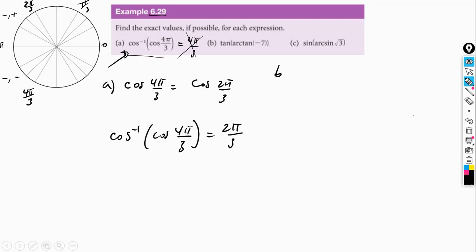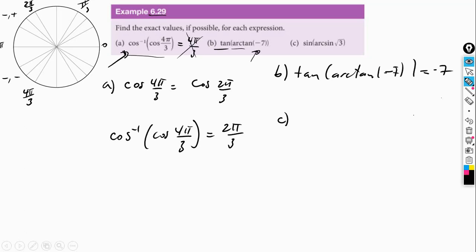For B, we have tangent of the arctangent of -7. So before we say that this is equal to -7, let's think about this for a minute. So -7, is that within the domain of arctangent? Yes, right? Because remember that the domain of arctangent is all real numbers. And likewise, or consequently, if you may, it is within the range of tangent. So that means that tangent of arctangent of -7 is going to be -7.